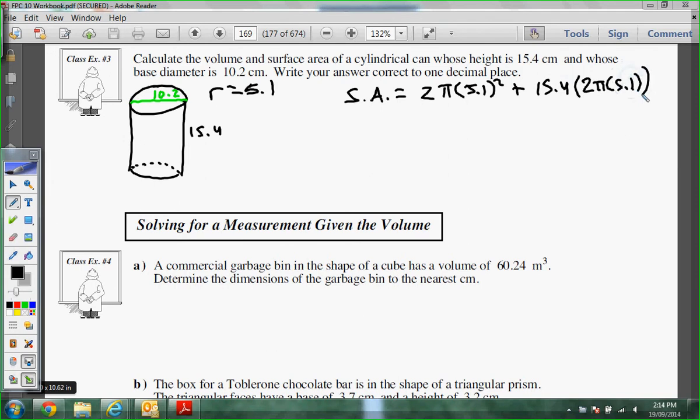So let's walk through that one more time. 2 pi r squared, that's the two circles, top and bottom. Height times wraparound, the circumference. This makes the whole wraparound, excuse me. Okay, somebody calculate that for me. And then we'll start volume. Make sure you use your parentheses.